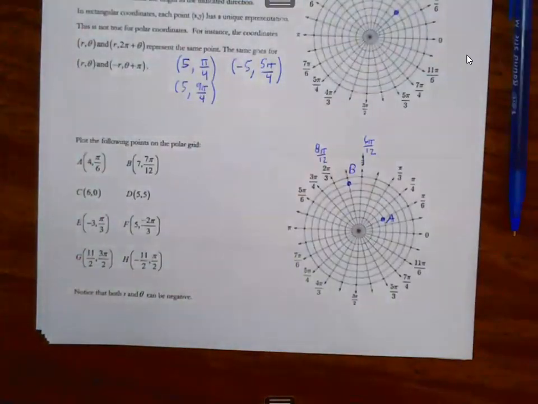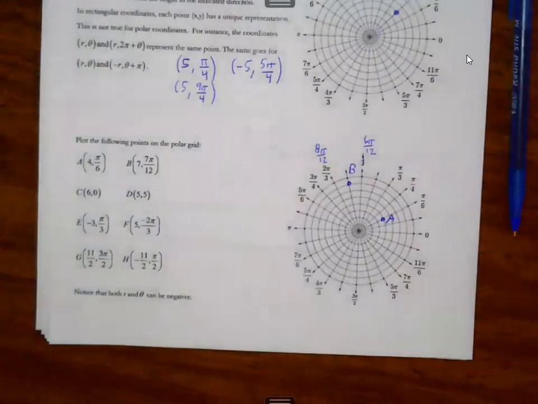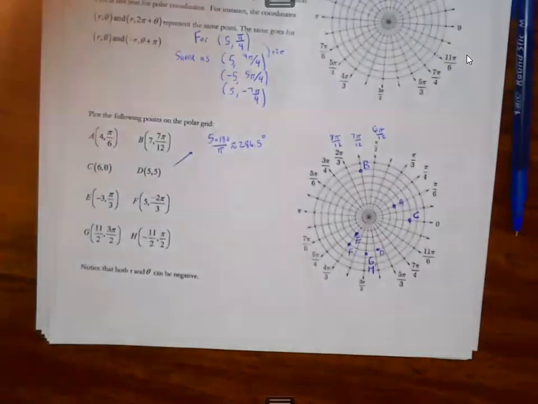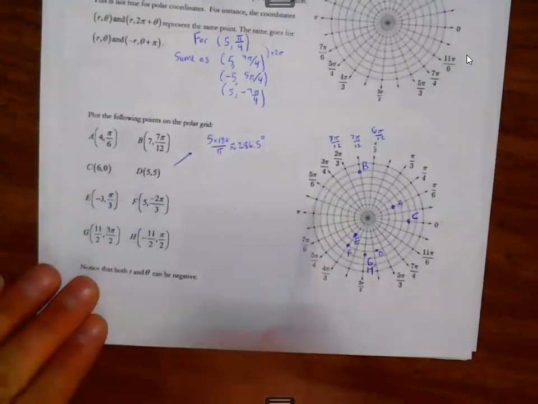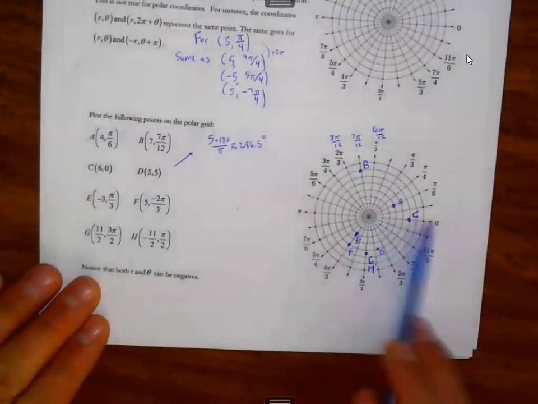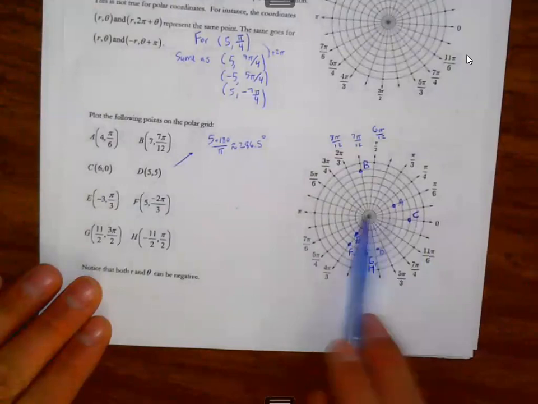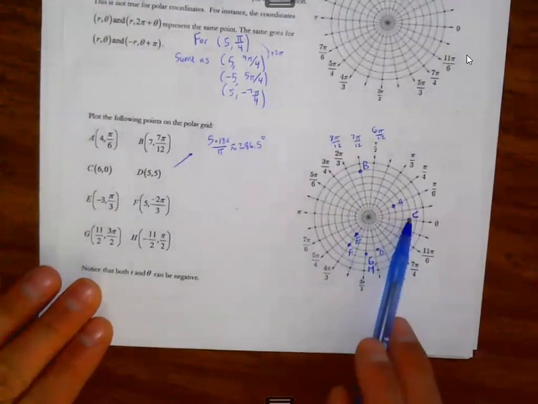All right, more time strategies. Let's talk about them, and you'll get plenty of practice later if you did run out of time. So C. We're at 0 degrees, so we're on the positive x-axis, and we move 6 away. So that's where C would be.